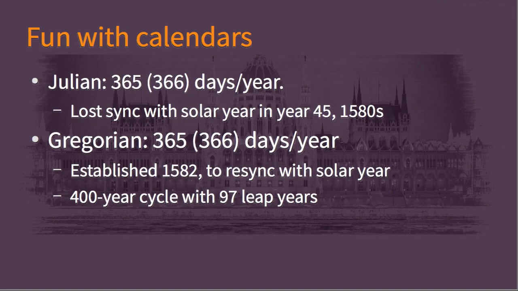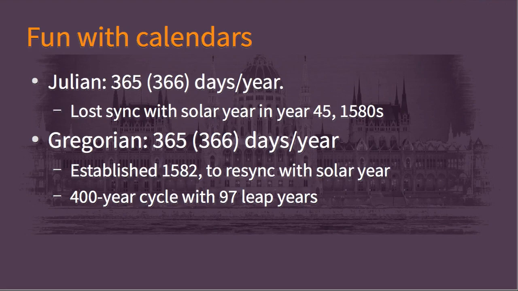There's a Julian calendar, which is named after Julius Caesar. It has 365 or 366 days a year. There are leap years every so often. But it follows that cycle rigidly. And as a result, it loses sync with the solar year. And it did that once in year 45. And so Julius had to reform the calendar and reset some things. And it got out of sync pretty badly by the 1580s.